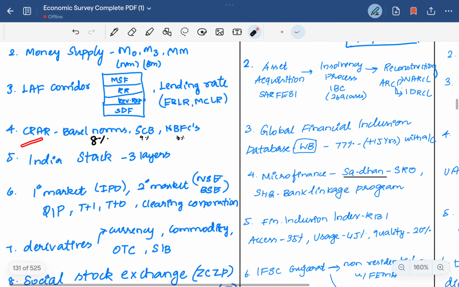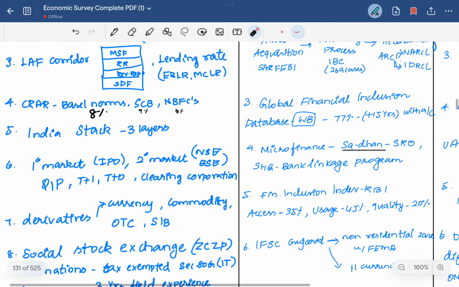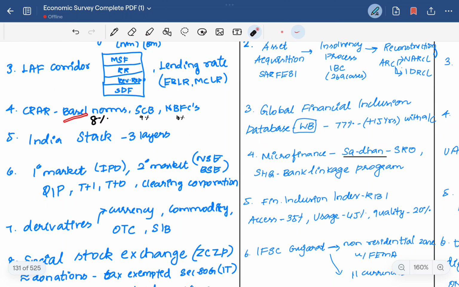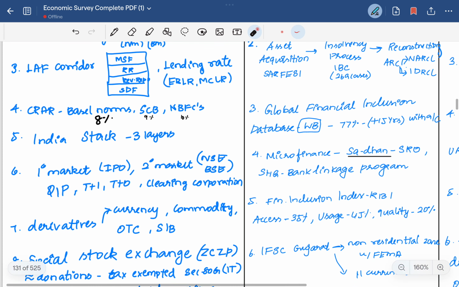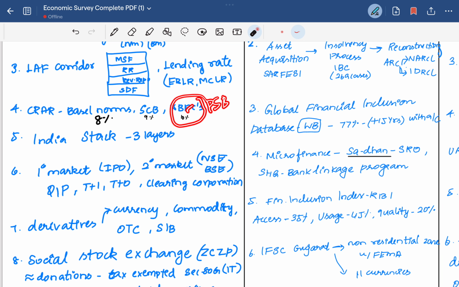Then the capital to risk weighted asset ratio, also known as the CAR ratio. It is determined by the Basel Committee, the Basel 3 norms, which recommend 8% for all banks, and this is of course followed in India also. In India, scheduled commercial banks follow 9% capital to risk weighted asset ratio, NBFCs are required to follow 10%, and public sector banks are required to follow 12%.